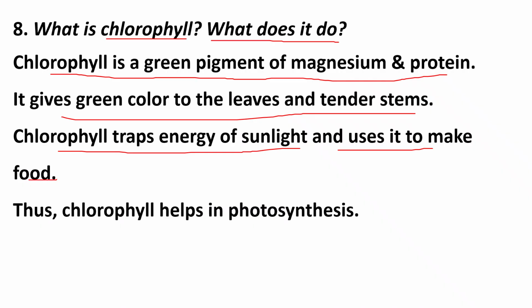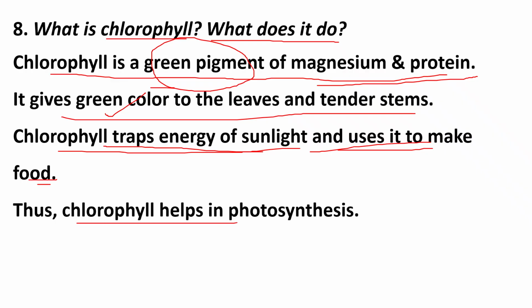So what is chlorophyll? It's a green pigment. It gives green color to leaves and stems. It is a compound of magnesium and protein. And its work is that it traps energy of sunlight and uses it to make food during photosynthesis. So chlorophyll is necessary for photosynthesis.